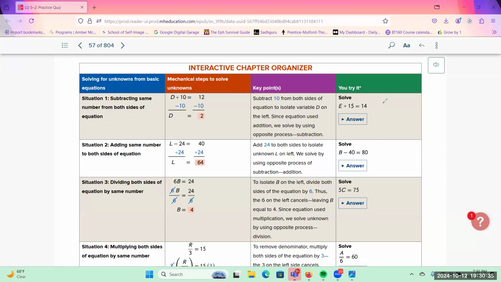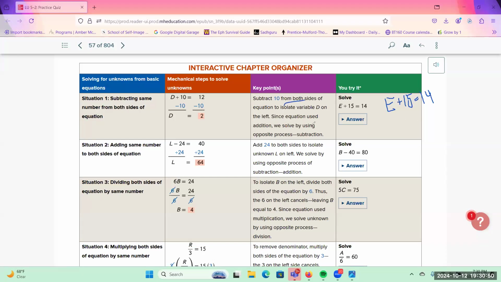So if I were doing this on my own, I would literally in my notebook write E plus 15. Well, there we go. I'm writing with a computer mouse. So there you all see. So E plus 15 equals 14.